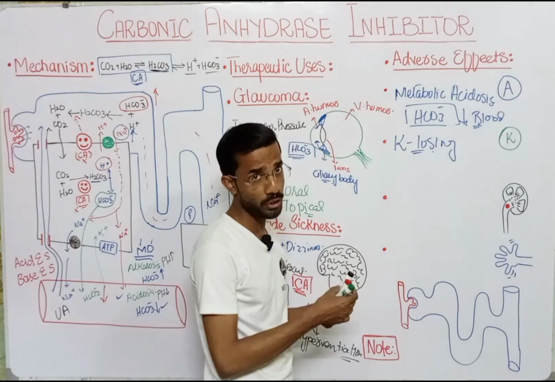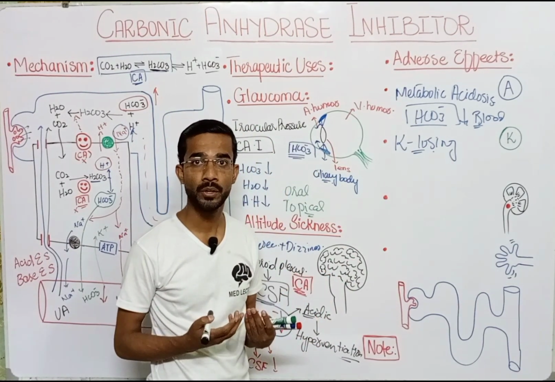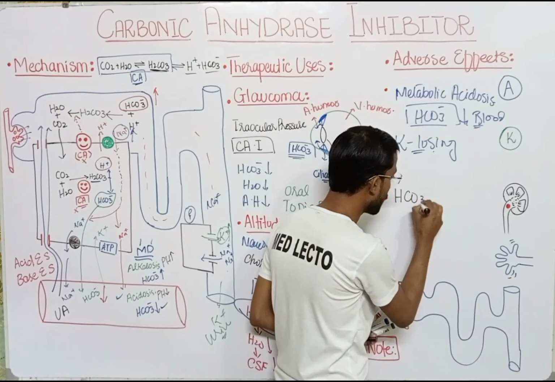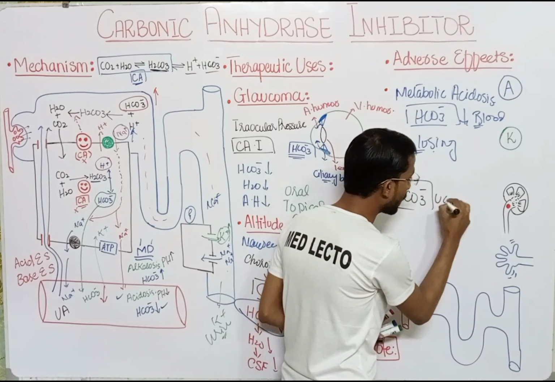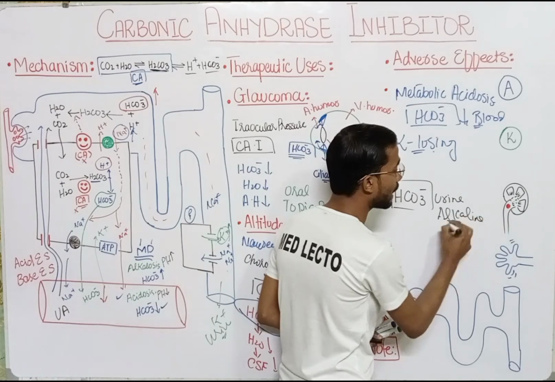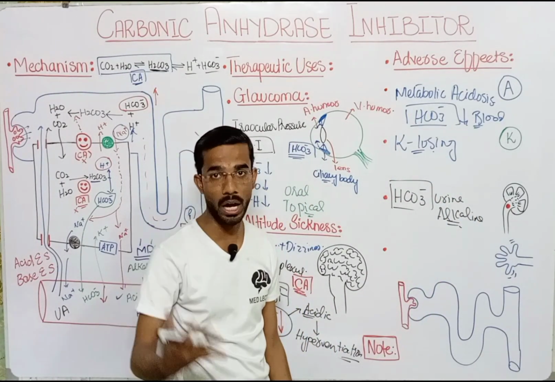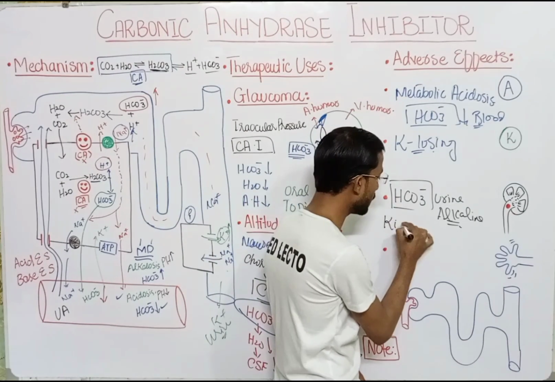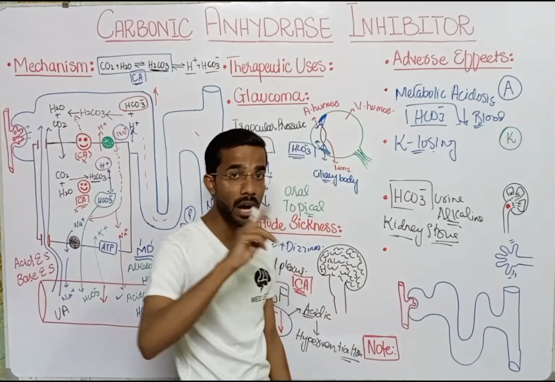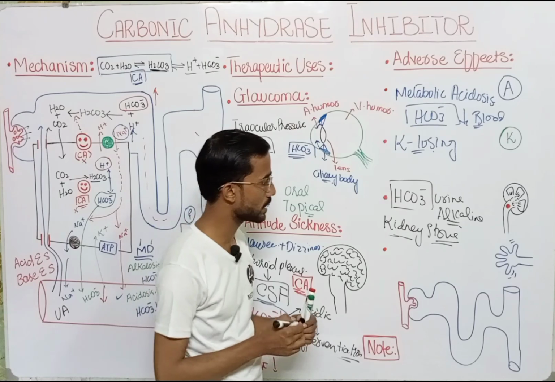And we know that a lot of bicarbonate, HCO3, is present in the urine, and the condition goes toward alkaline. So in alkaline urine, the chances of stone formation become enhanced. So you see, the chances of kidney stone formation become enhanced when you see alkaline urine. So this is the case.